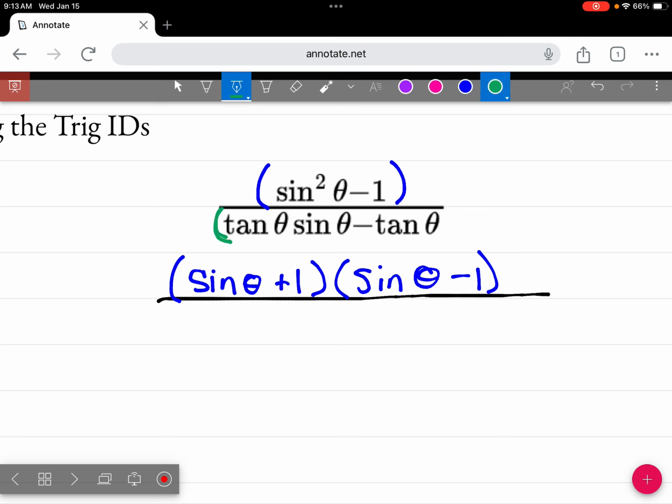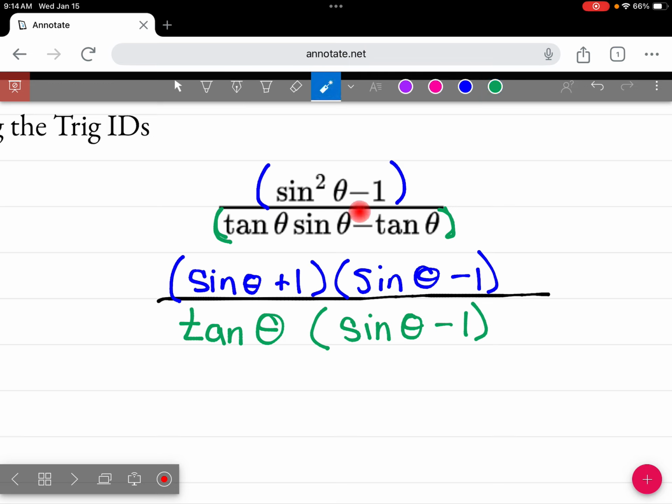What do we see in our denominator here that we could do? There's a tangent in both of these. I can factor a tangent out. So I can write this as tangent theta times what? What do we get when we factor out that tangent? Sine theta minus 1.